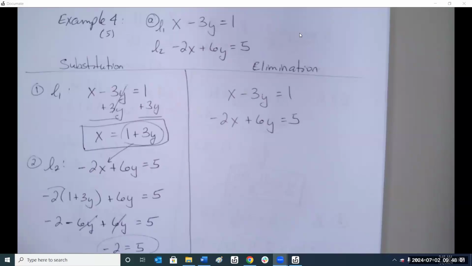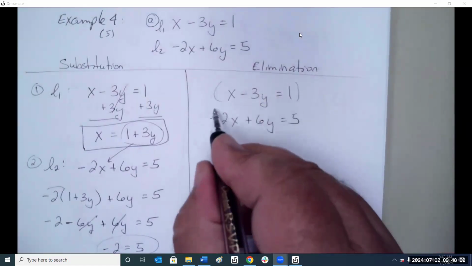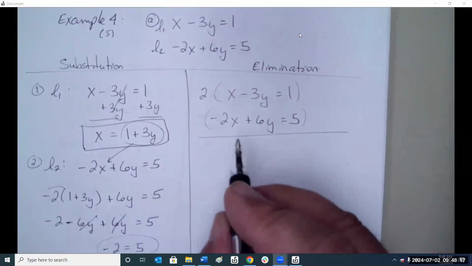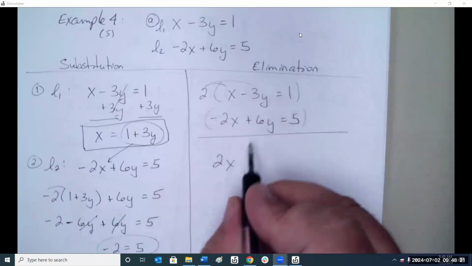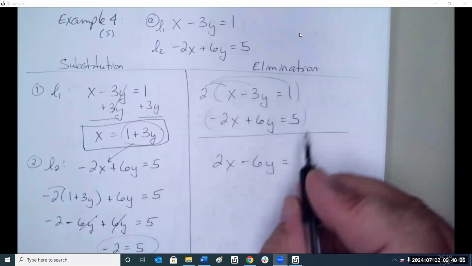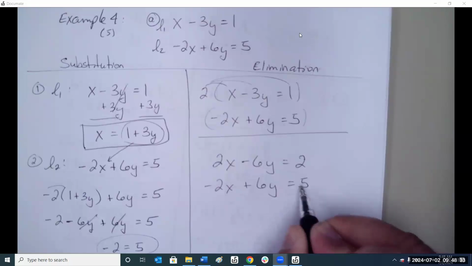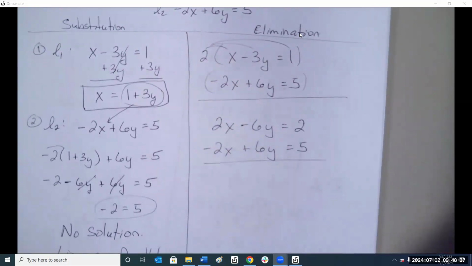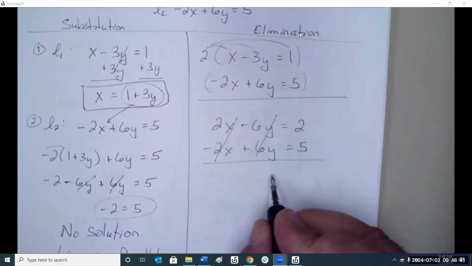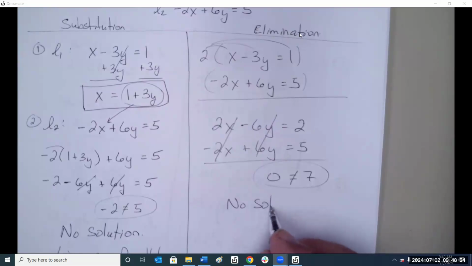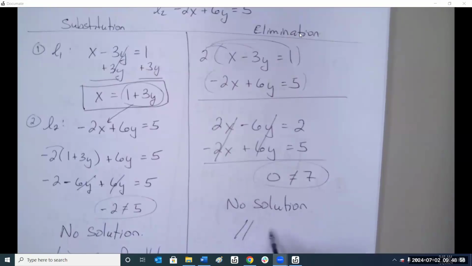So in this one, we're going to choose, let's get rid of X. So to get rid of X, we need to multiply that one by 2. Gives us 2X minus 6Y equals 2. Add the two lines. Since they don't equal, we have no solution. Parallel lines.